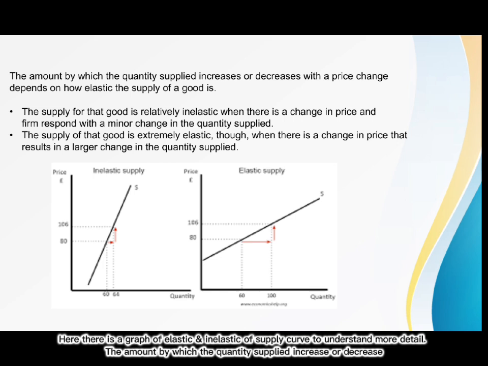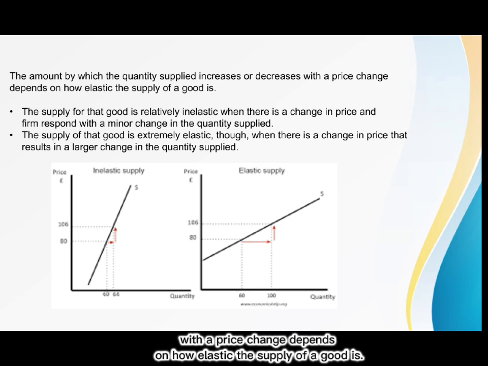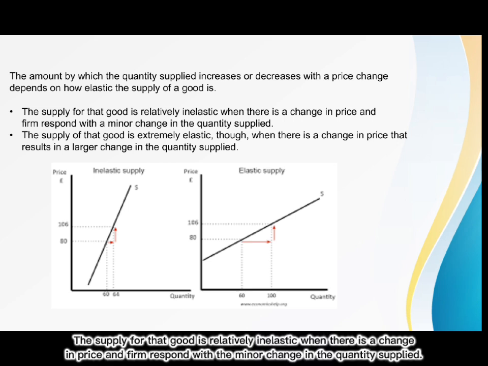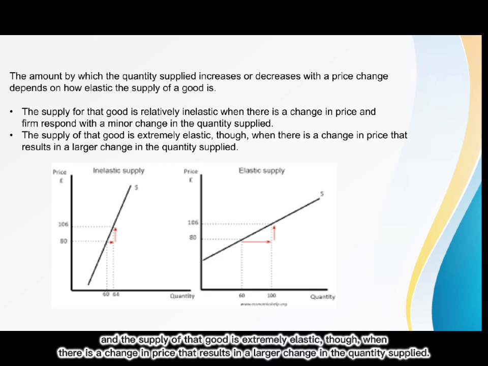The amount by which the quantity supplied increases or decreases with the price change depends on how elastic the supply of the good is. The supply for that good is relatively inelastic when there is a change in price and firms respond with a minor change in the quantity supplied. And the supply of that good is extremely elastic when there is a change in price that results in a larger change in the quantity supplied.